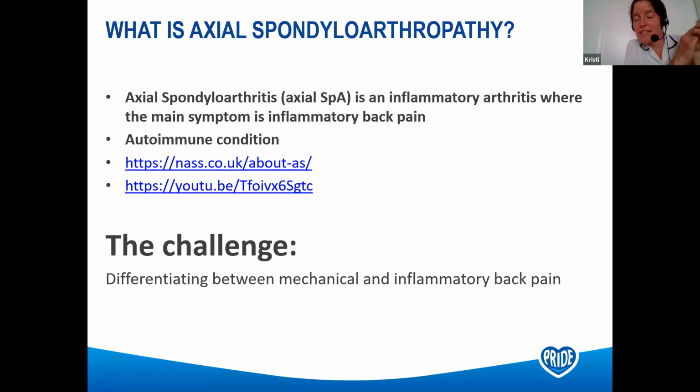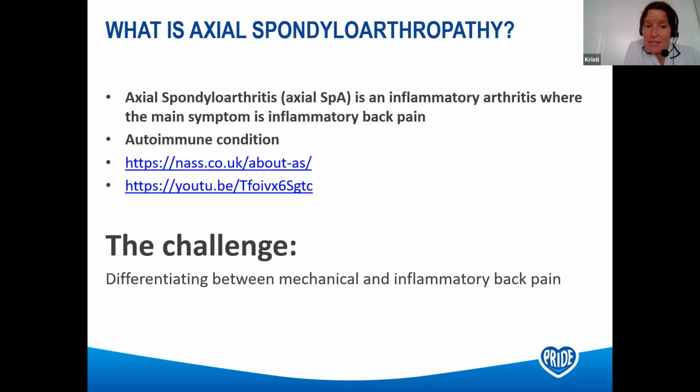So what is this rather long word? Whoever's feeling brave, can you just unmute yourselves? I want to see what people's pronunciation is like of this term. Anyone who's feeling brave, just unmute yourselves and have a go at that. Axial spondyloarthropathy. Great. Anyone else? Go on, one more. Axial spondyloarthropathy. Fab. That's really good, actually, much better than my first try, I think. So axial spondyloarthropathy, it is a mouthful. I'm going to shorten it, AxSpA or axial SpA.